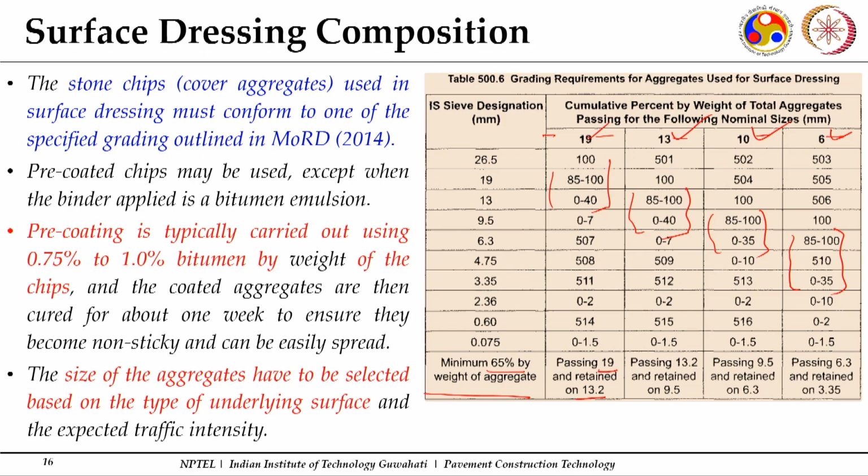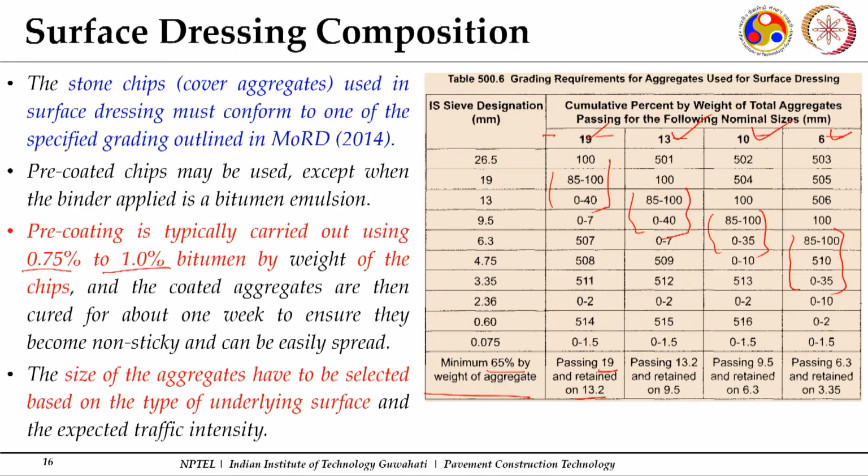The surface should shine in black color, so this is our black gold. In that case, many times we go for pre-coating of the stone chips, and the percentage normally used for pre-coating is 0.75 to 1% by weight of the stone chips. When we are doing this pre-coating, we can use the paving grade binder.